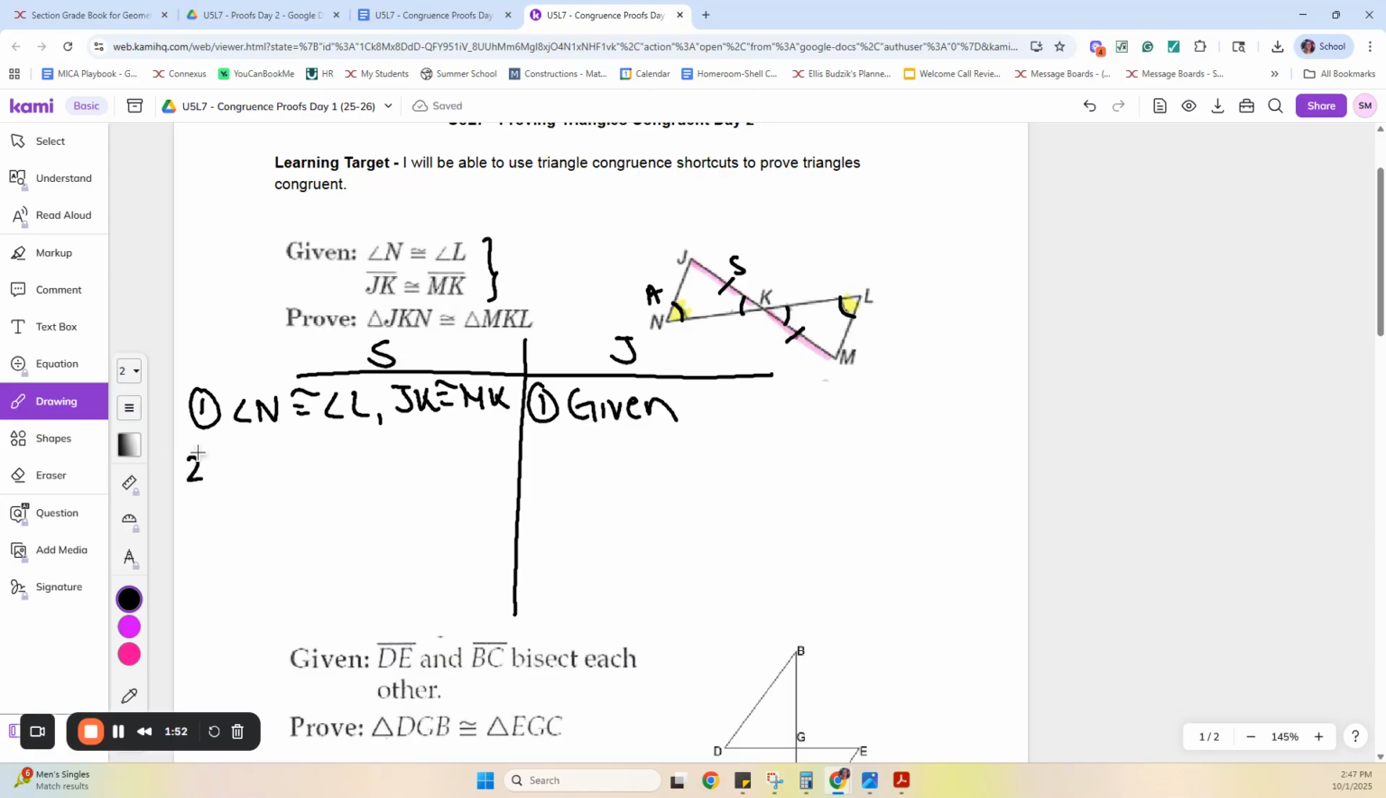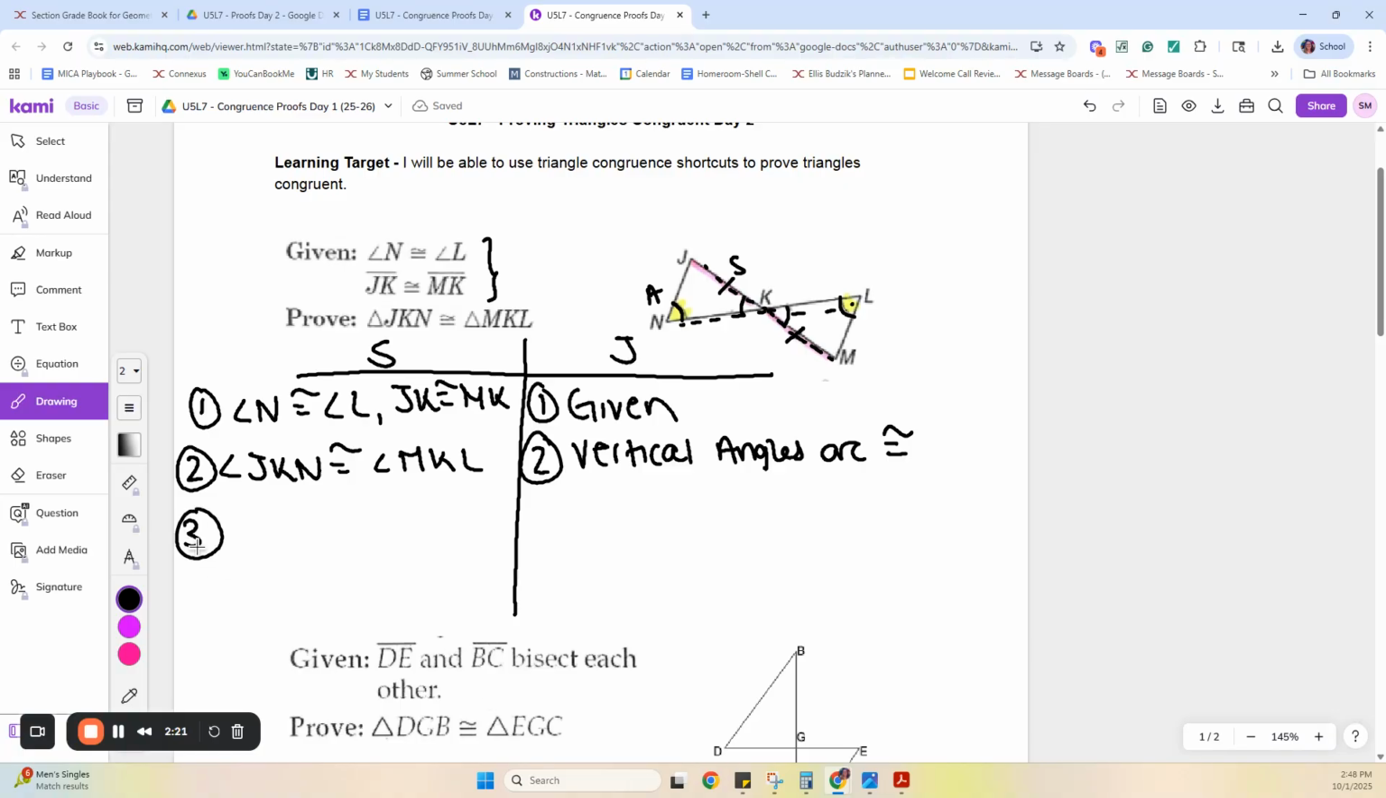So for step 2, I'm going to write that those vertical angles are congruent. So vertical angle JKN is going to be congruent to vertical angle MKL. And why do we say those 2 are congruent? Well, they're congruent because of vertical angles. So I could just put vertical angles are congruent.